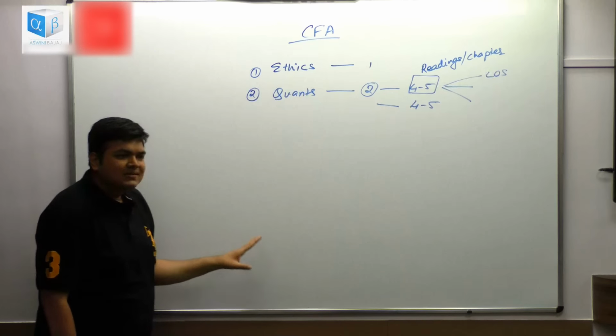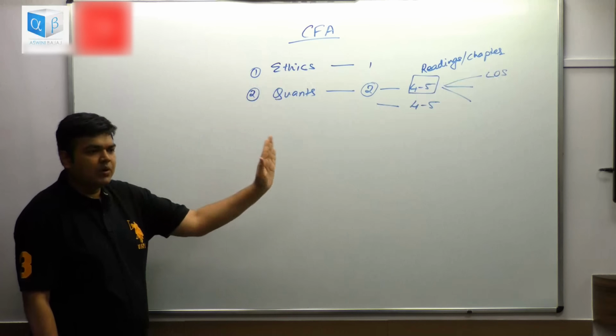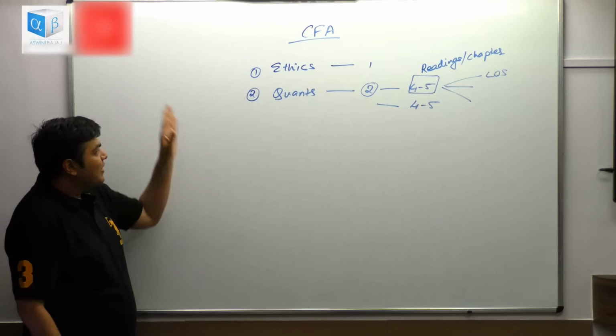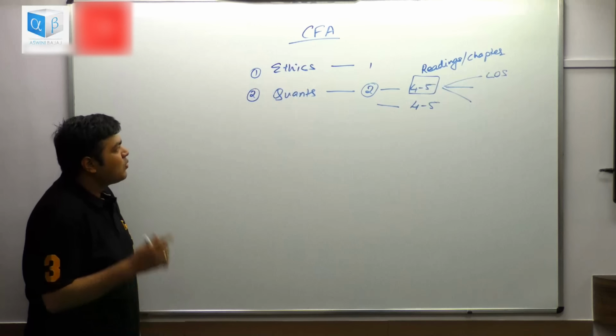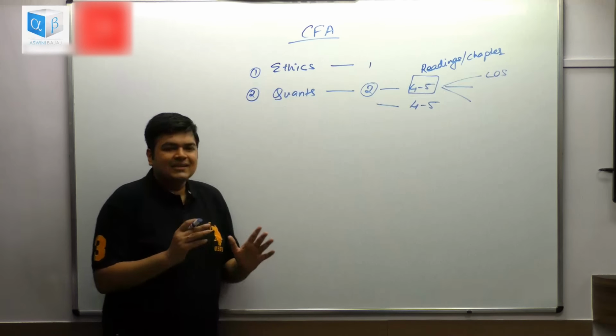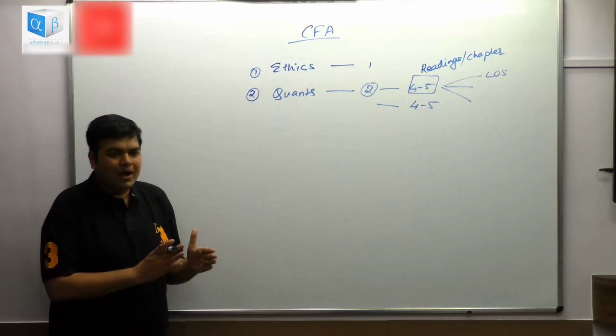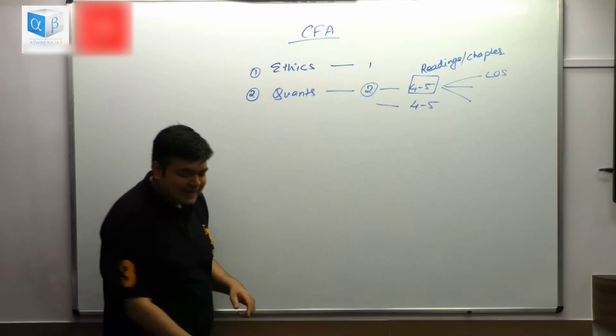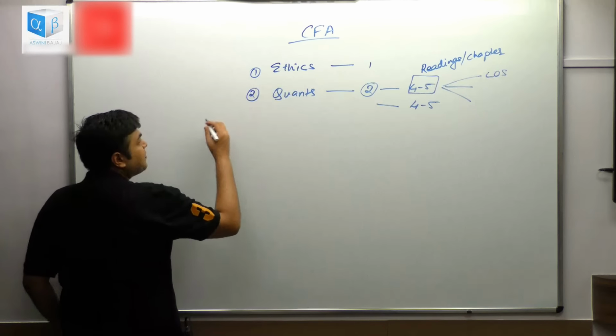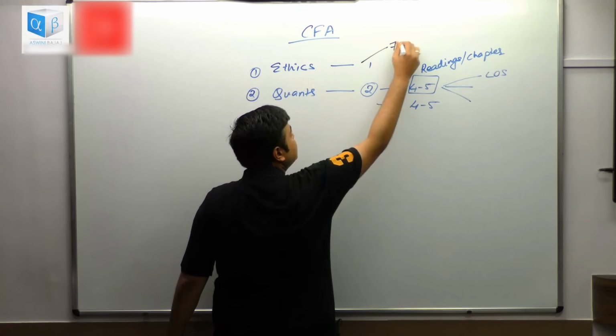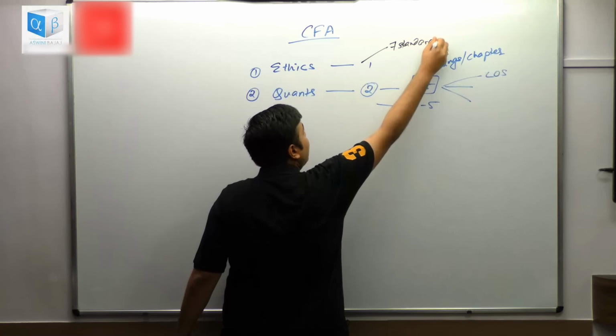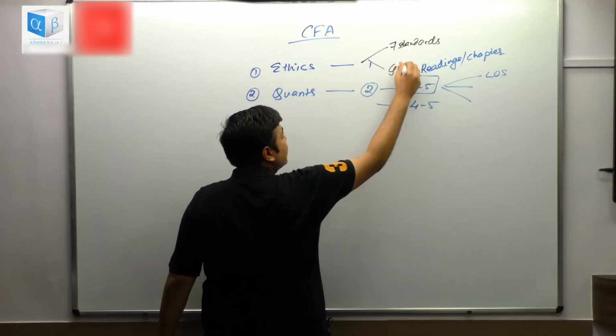So let us understand the subjects first and then I'll tell you the differences between levels 1, 2 and 3. When you're looking at ethics, that is the first subject with one study session, ethics has primarily 2 parts in level 1. The first part of ethics is your 7 standards. And the next part of ethics is your GIPS.